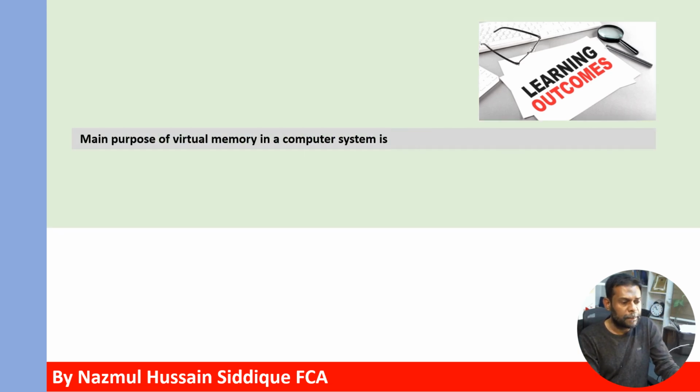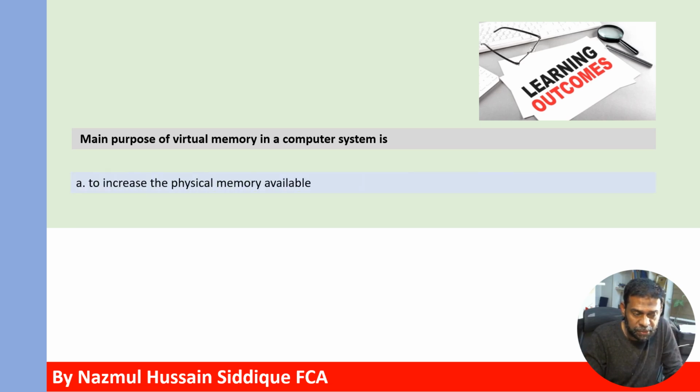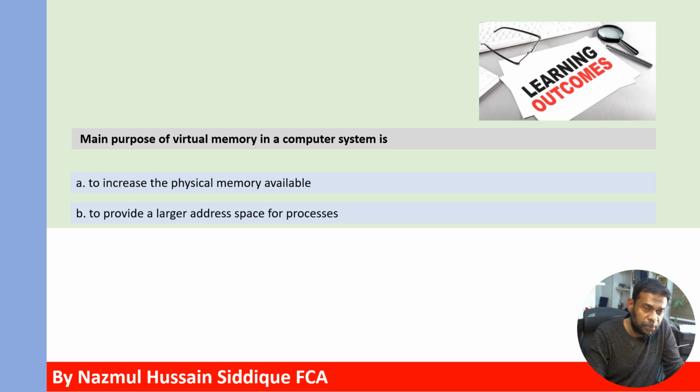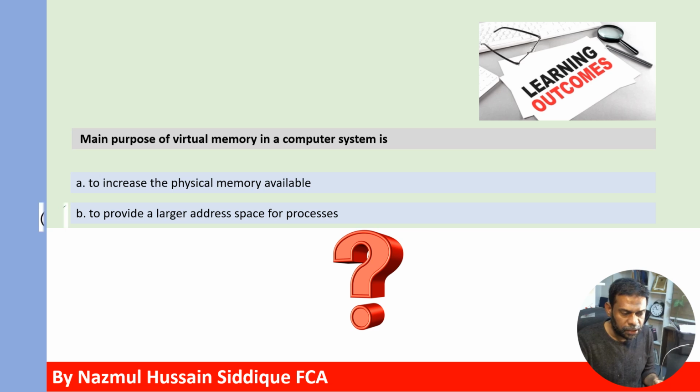Next question. The main purpose of virtual memory in a computer system is to increase the physical memory available or to provide a larger address space for processes. Which one is the correct answer? The correct answer is B. The main purpose of virtual memory in a computer system is to provide a larger address space for processes.